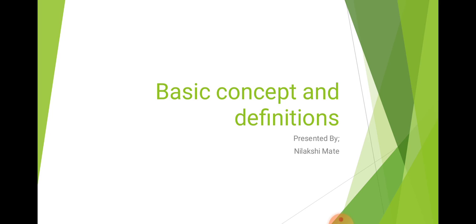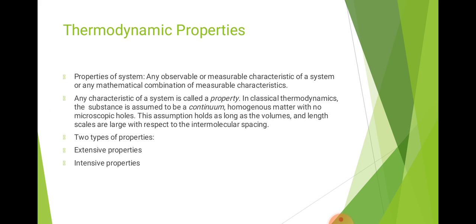The definition of the property is any characteristic of the system by which the state of the system can be identified is called a property of the system. So which are the properties? For example, volume, pressure, temperature, density, etc. There are two main types of properties: extensive properties and intensive properties. So students, you can understand what is meant by property of the system.